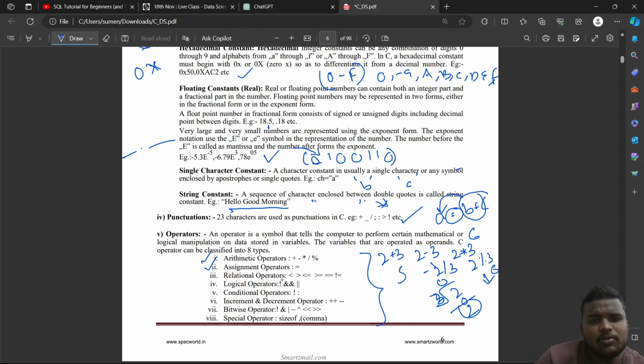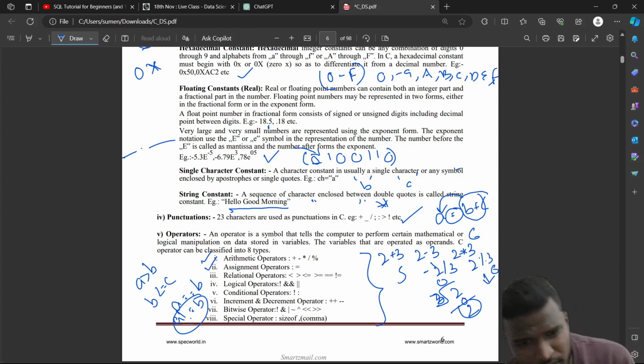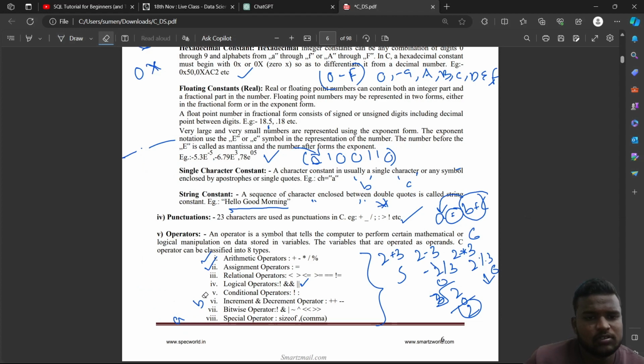Now coming to the relational operators, which are used for comparing values. We check whether A is greater than B, or B is less than C, or B is less than or equal to, or A is equal to B, or A is not equal to B. This means that A is not equal to B. There is a condition. Next we have the logical operators. This is called logical OR. Let me show you an example of what it means.